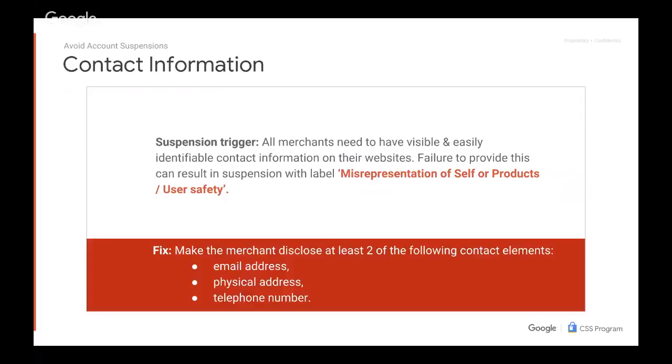Merchants should also be easy to reach in case their users need to get in touch. To ensure this, we require visible and easily identifiable contact information on the website. This means an email address, physical address, or a phone number. Now, 2 out of these 3 are required to be present, but we recommend having all 3, as it's better for the users.